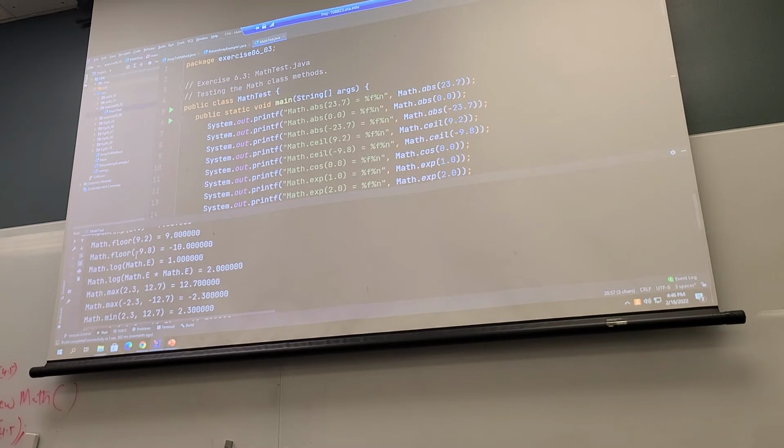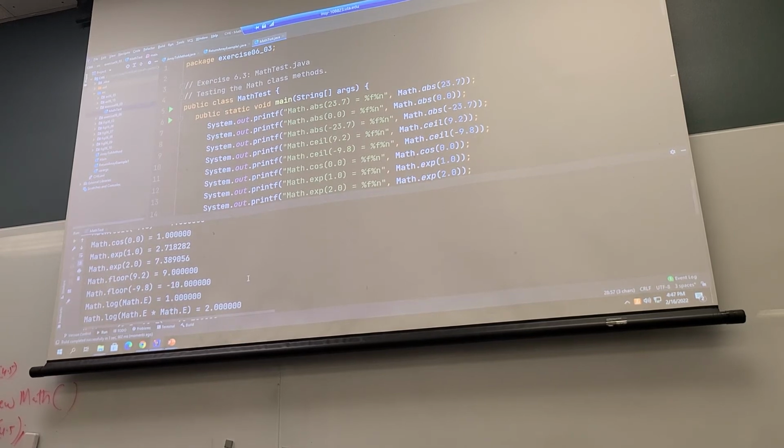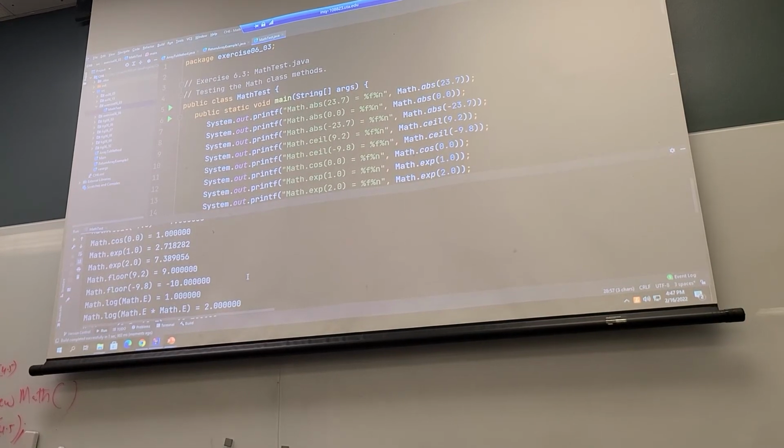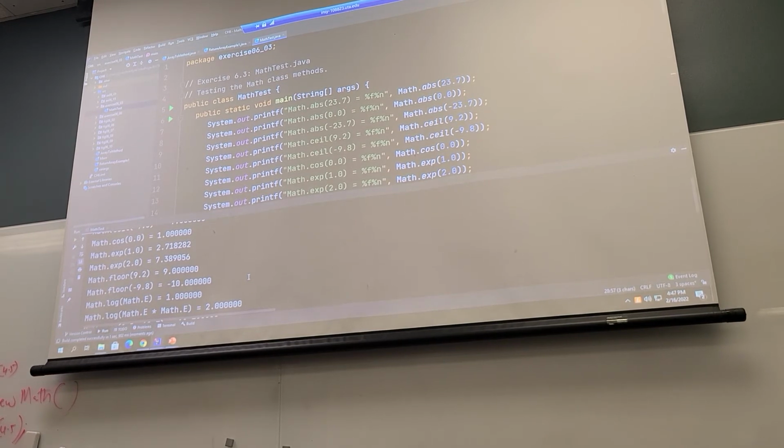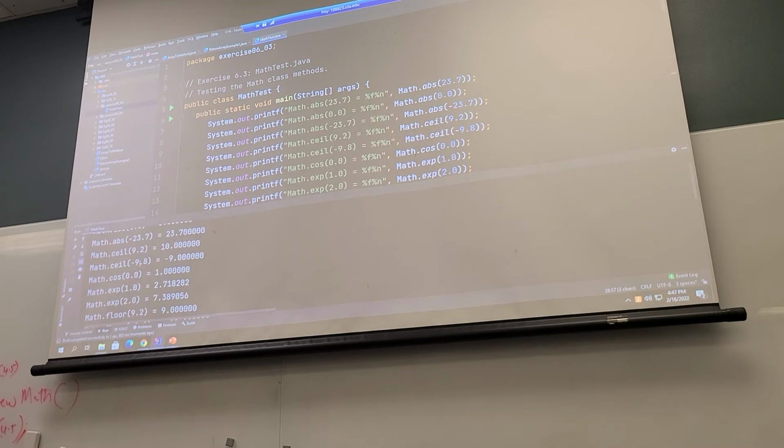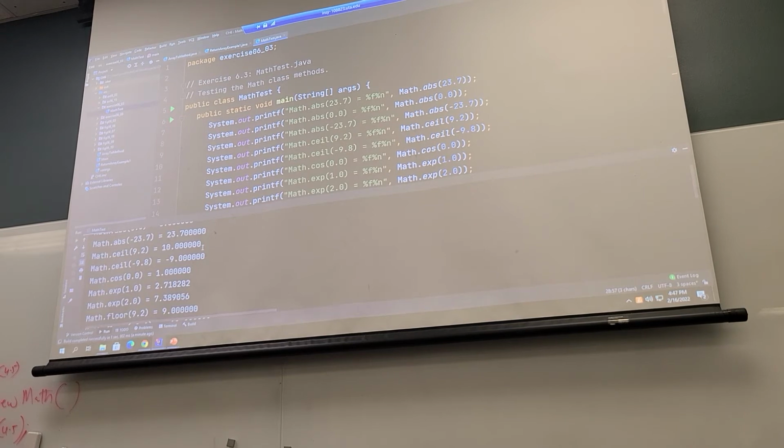See, floor of minus 9.8 is going to minus 10. Floor of 9.2, go to 9. So when it comes to minus, it goes to the lower number. Understand? Because minus is going down. What is the ceil? Ceil is ceiling, going to the next round. You understand? Oh. Remember that.